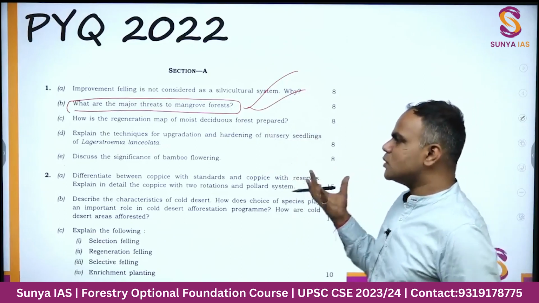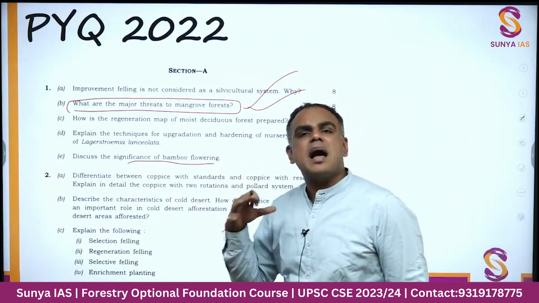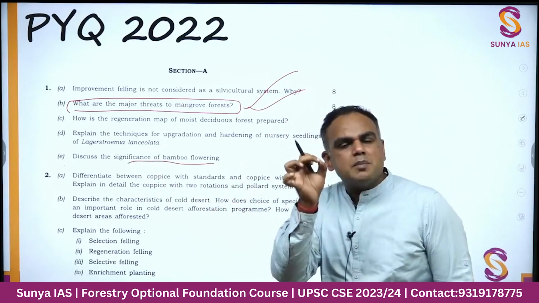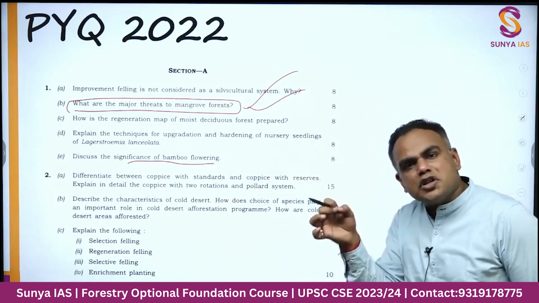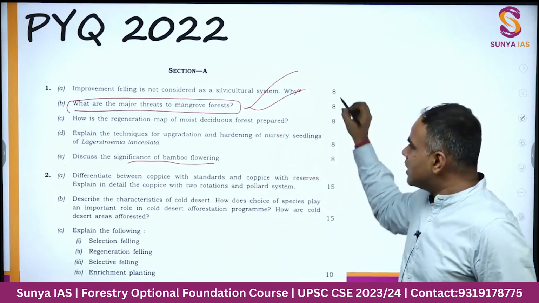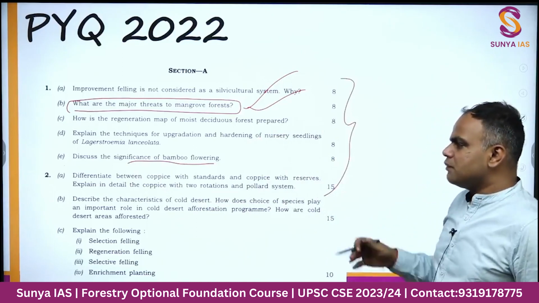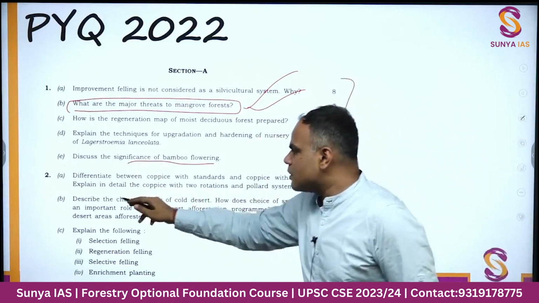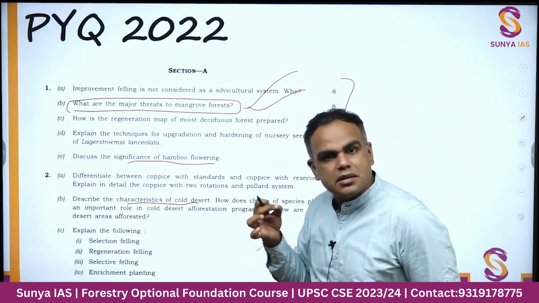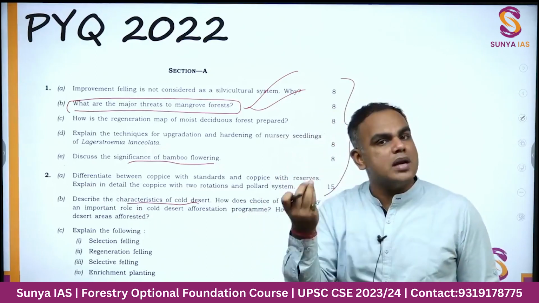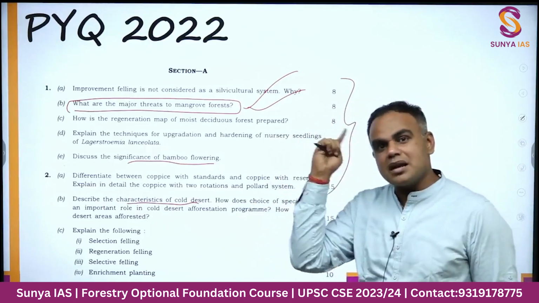For example, what is the significance of bamboo flowering? The gregarious bamboo flowering, what is so special about it? Why was this question asked here? By the way, these are the compulsory sections, right? Similarly, we will also understand, for example, what is the characteristic of a cold desert? Some of you know what a hot desert is. Cold desert national park, does that ring a bell?